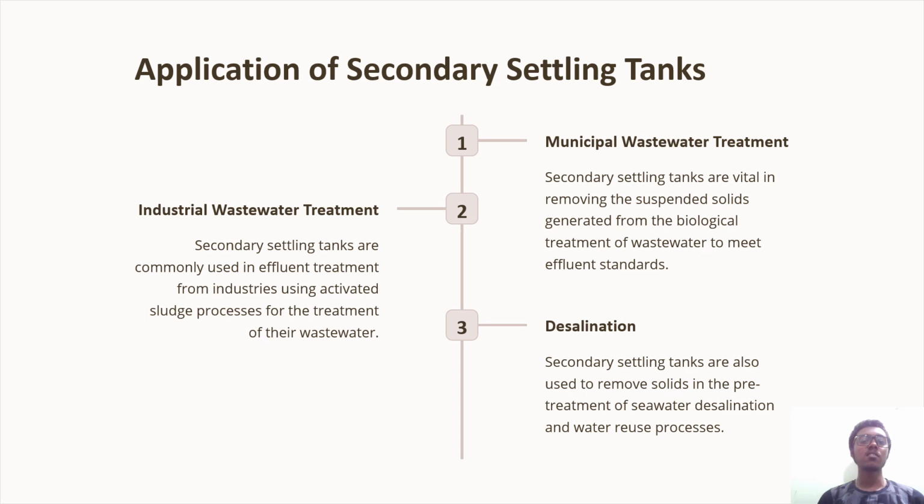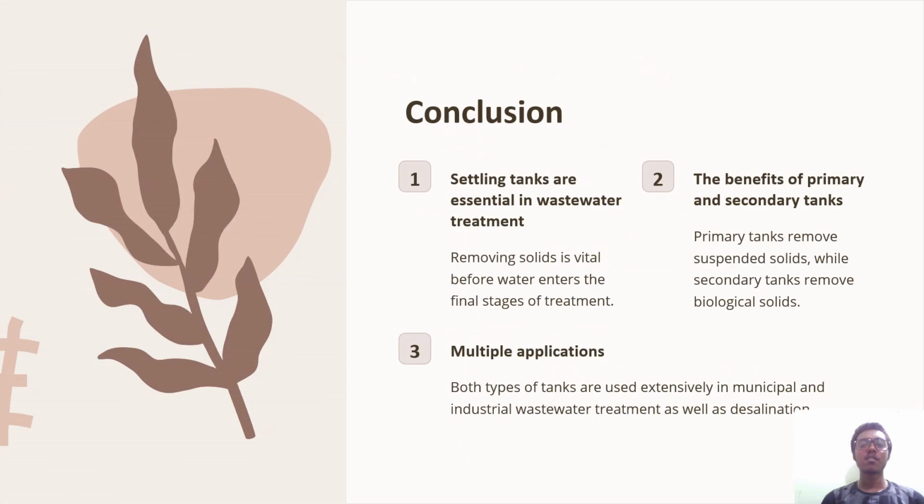Secondary settling tanks are commonly used in effluent treatment from industries using the activated sludge process for the treatment of their wastewater. Finally, desalination: secondary settling tanks are also used to remove solids in the treatment of seawater, desalination and water reuse processes.